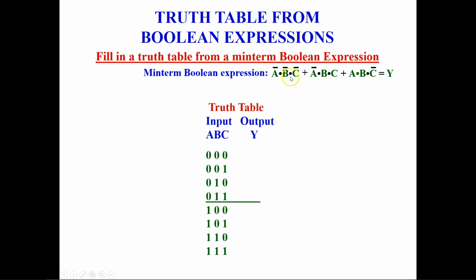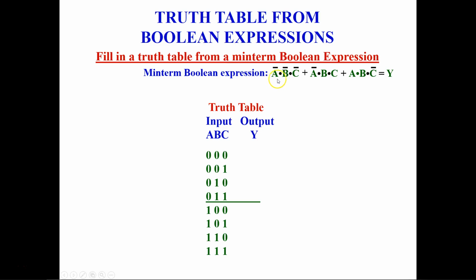So you see this is a sum of products. These are the sums and these are the products. So this is the sum of products type, which means this is a min-term Boolean expression. Now the question is how we can form the output in the truth table by just looking at the min-term Boolean expression. So let's do that. Let's go one by one.